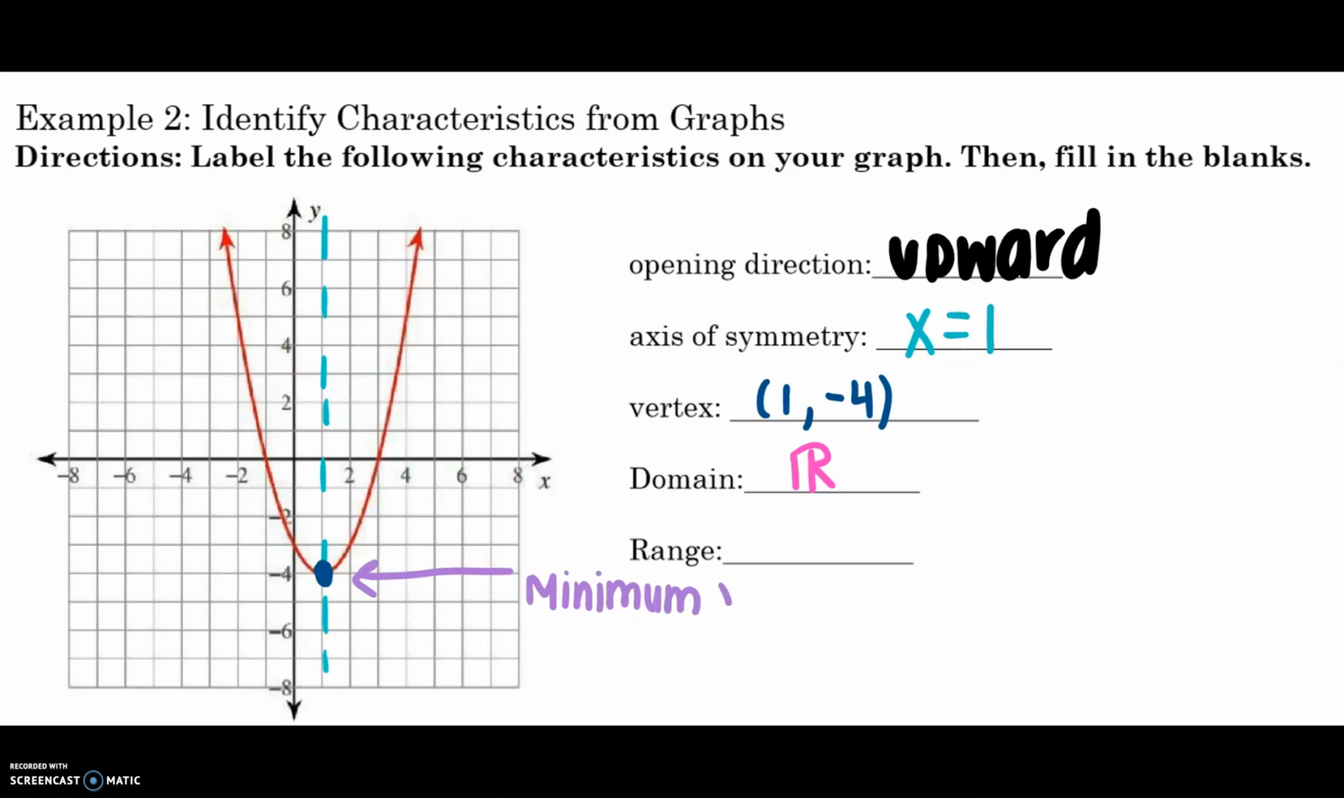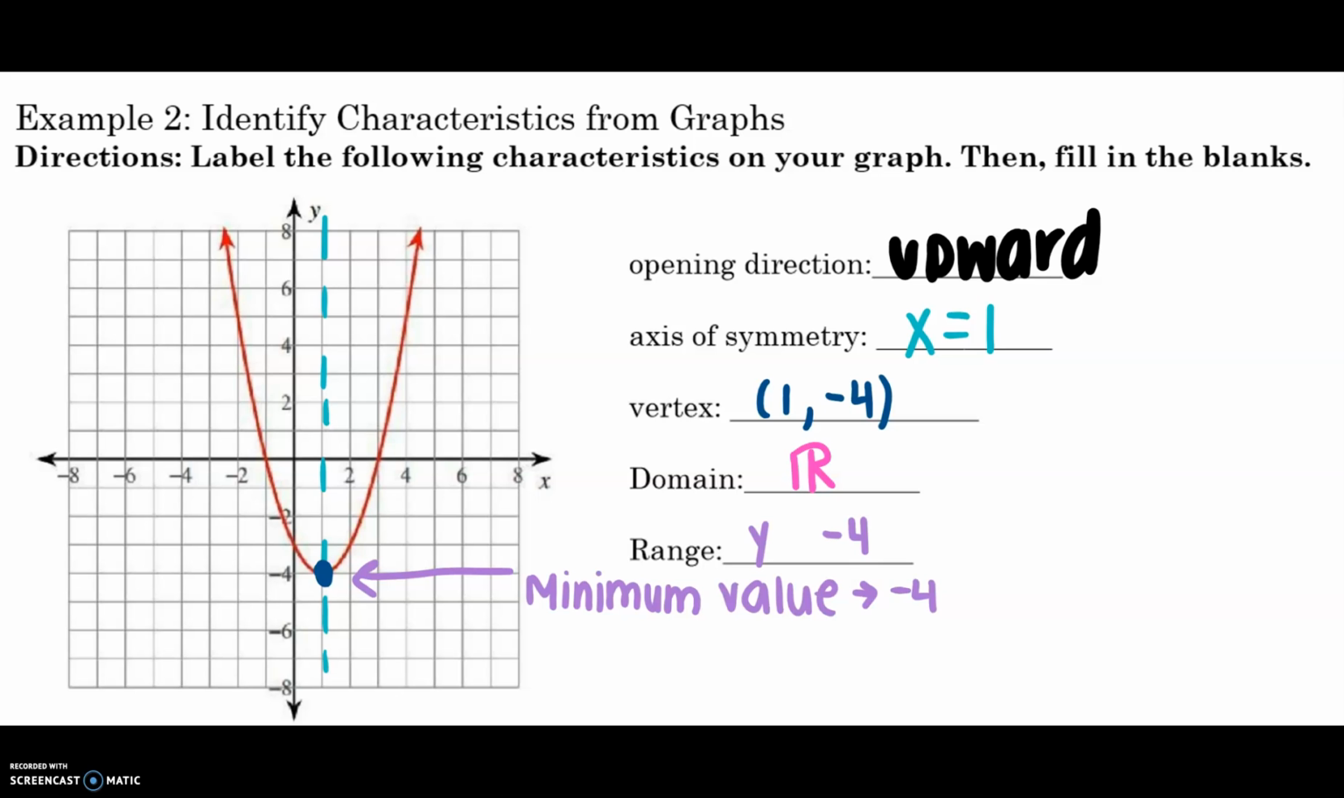That minimum value in this case is always the y-coordinate of the vertex, which is -4. The range always has to do with y. Now let's take a look. All of the y values fall above our minimum value of -4.